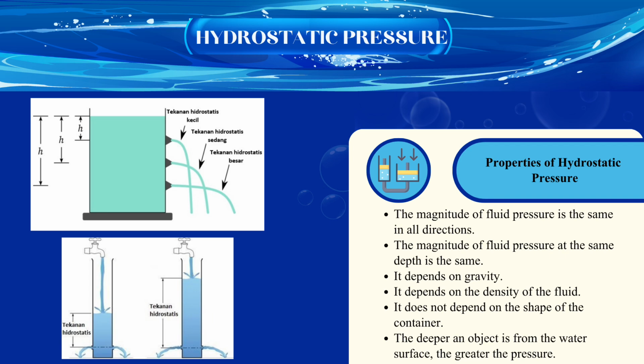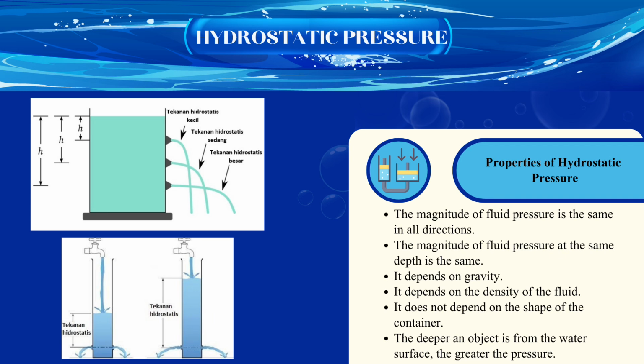Properties of hydrostatic pressure. First, the magnitude of fluid pressure is the same in all directions. Second, the magnitude of fluid pressure at the same depth is the same. Third, it depends on gravity. Fourth, it depends on the density of the fluid. Fifth, it does not depend on the shape of the container. And the last, the deeper an object is from the water surface, the greater the pressure.